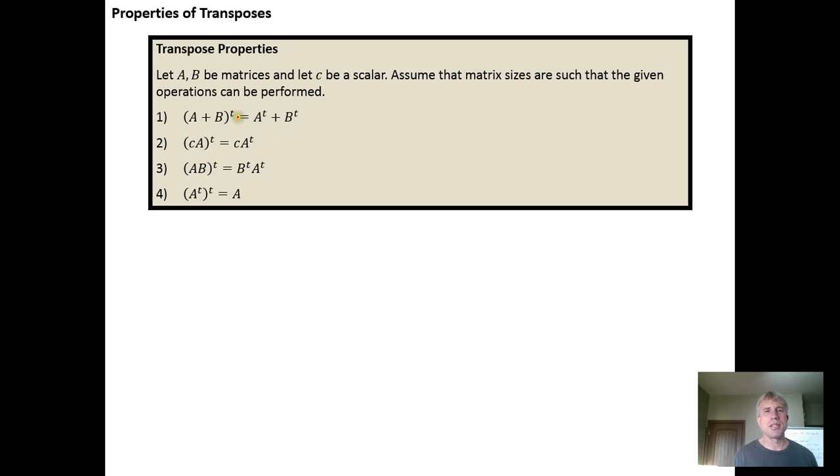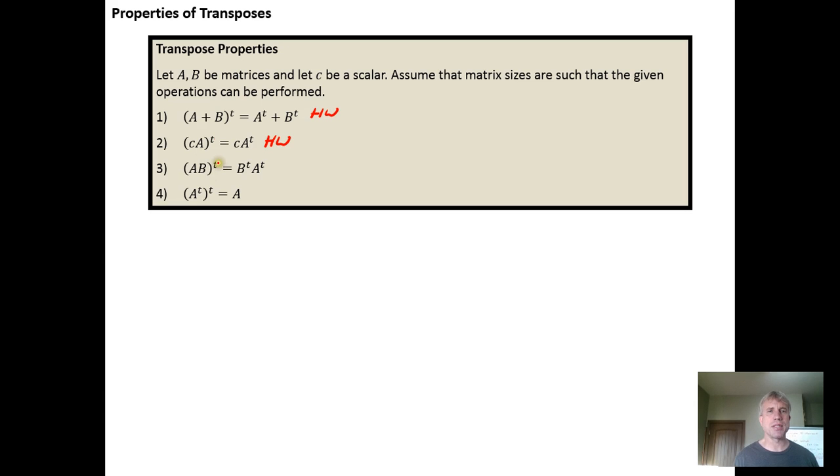So the first property says that if we want to take the transpose of a sum, we can take the sum of the transposes. That's property one. You'll be asked to prove this property in homework. The second property says that if we want to take the transpose of a scalar c, so remember a scalar is just a real number, times a matrix, we can take the transpose of the matrix first and then multiply by the scalar. And this will also be proven by you in the homework.